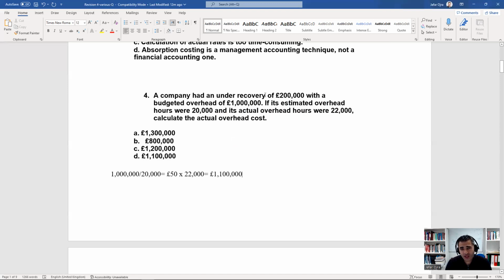Why? Because there is under recovery, under absorbed, and if there is under absorbed, we add it. If there is over recovery or over absorbed, we deduct it. So we have under recovery of 200,000. In this case, we need to add 200,000 here. And that makes 1,300,000, isn't it?